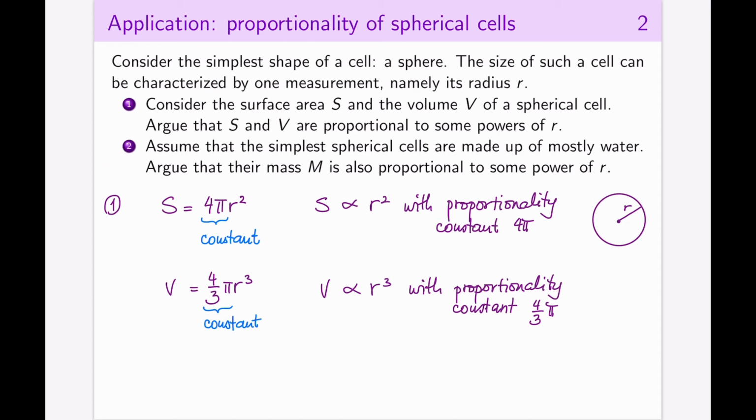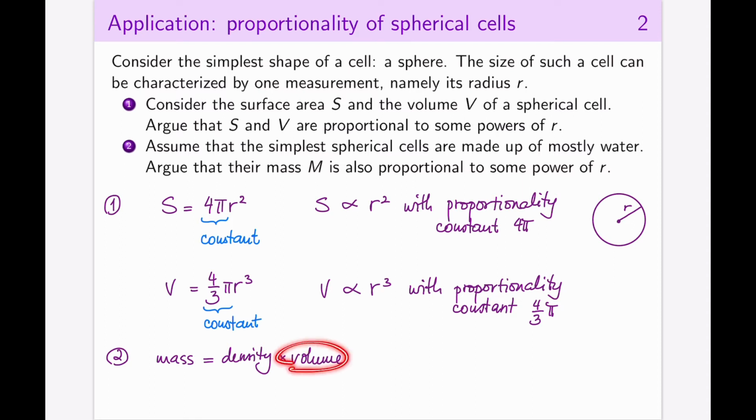Assume that the simplest spherical cells are made up of mostly water. Argue that their mass is also proportional to some power of r. So first of all, we have to come up with the link between mass of a cell and some other kind of characteristic of it. If you have taken physics or talked about this in biology, mass is actually equal to density of the material that the particular thing is made out of times volume.